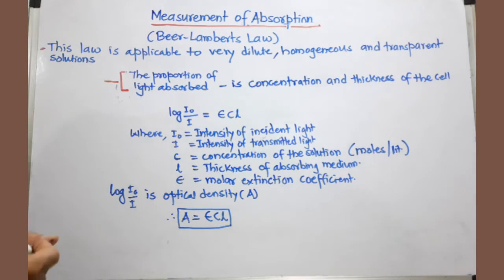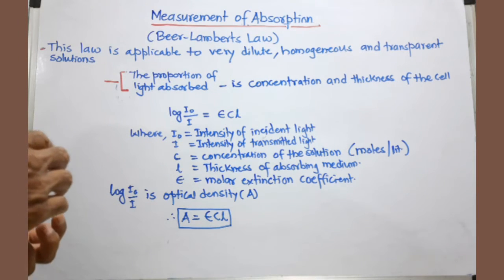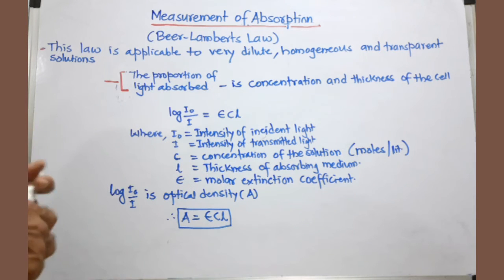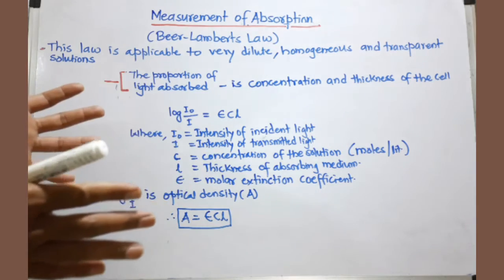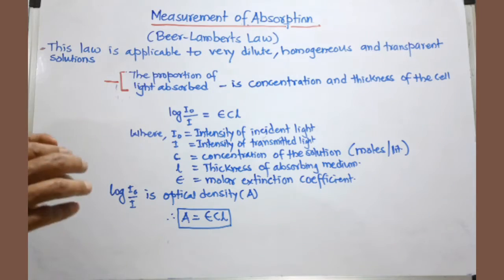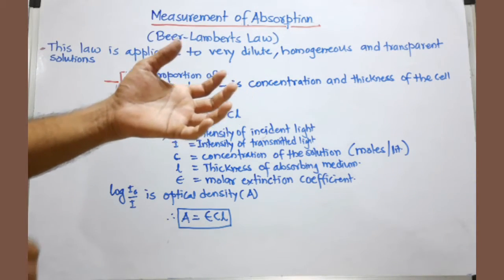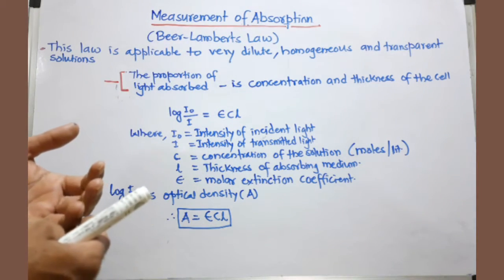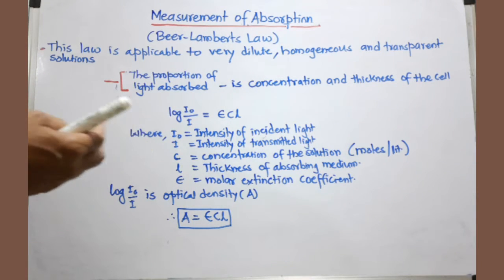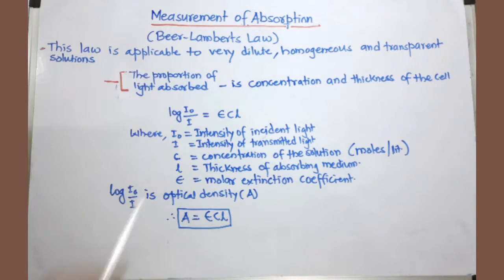Measurement of absorption. When light is absorbed by a solution, how it is measured depends on the Beer-Lambert law. We are discussing spectroscopy, which is the interaction of light and matter, or electromagnetic radiation and matter. That's why we have to discuss what happens when matter is irradiated with light, and when the light is absorbed, what relationship there is. That is decided by the Beer-Lambert law.